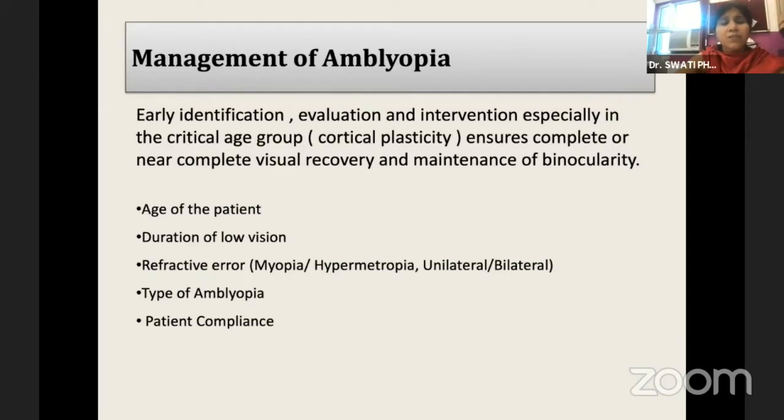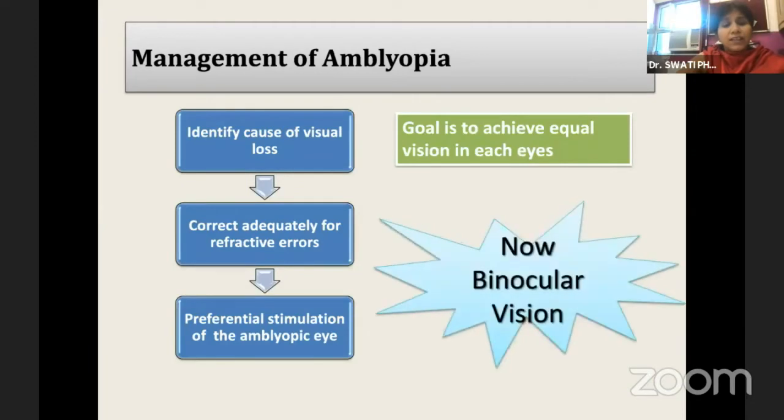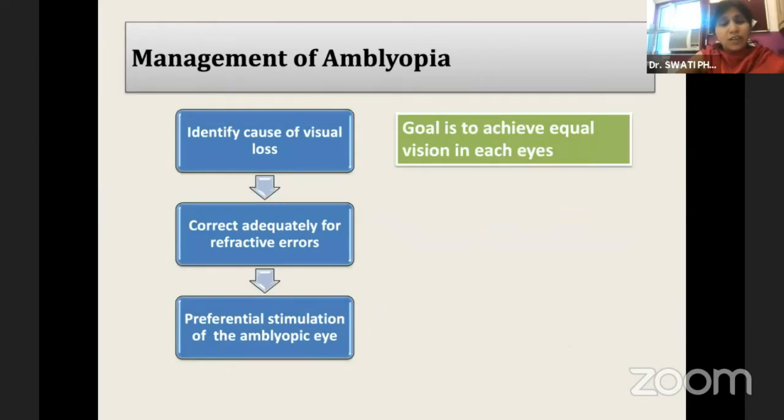So for management of amblyopia, the key is to identify it early, evaluate the cause of the amblyopia, and treat it at the proper time, within the duration of cortical plasticity. That depends on a number of factors like the age of the patient, duration of the low vision, the amount of refractive error, type of amblyopia, and the compliance of the patient. So as I said, the key is to identify the cause of vision loss and treat it before we actually move on to amblyopia therapy.